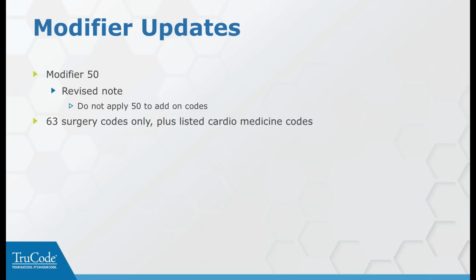Just the definition for modifier 50 is a reminder that you would never use a modifier 50 with add-on codes. So you will see notes with a lot of the new add-on codes this year. You'll see notes underneath them that say, if this is done bilaterally, don't use modifier 50, code it twice. And that's kind of a weird instruction for us, but again, it's because they're add-on codes. So I'll show you a couple of those. You'll see those in some of my notes, but I just wanted to let you know that as well.